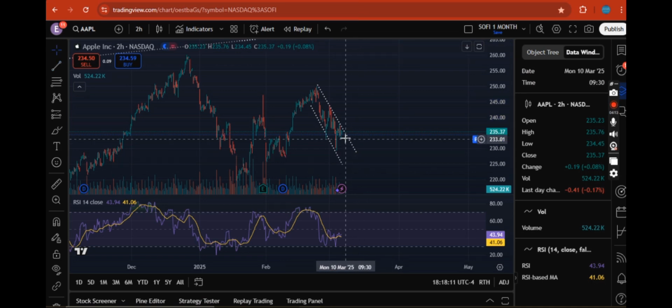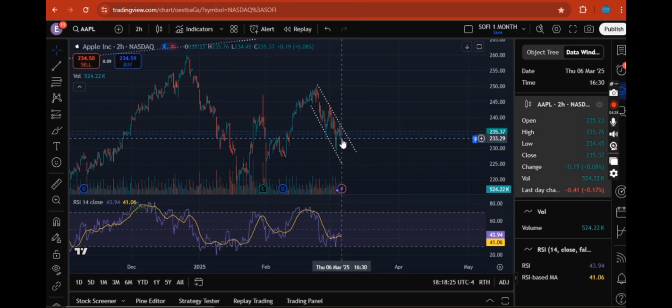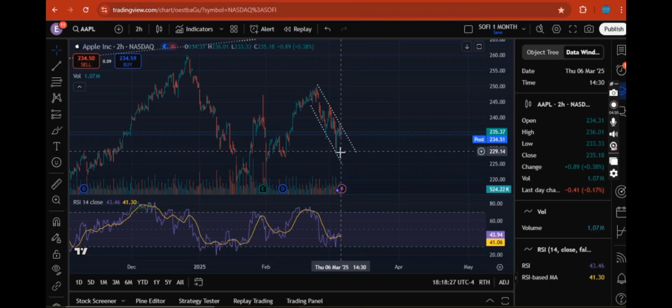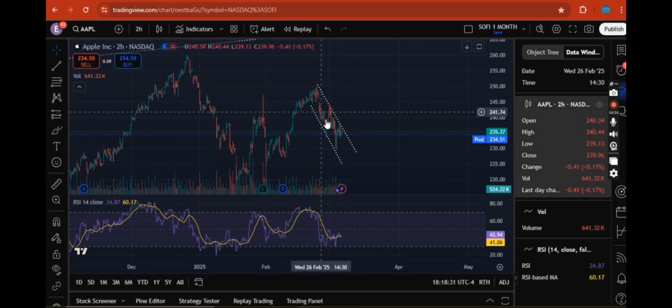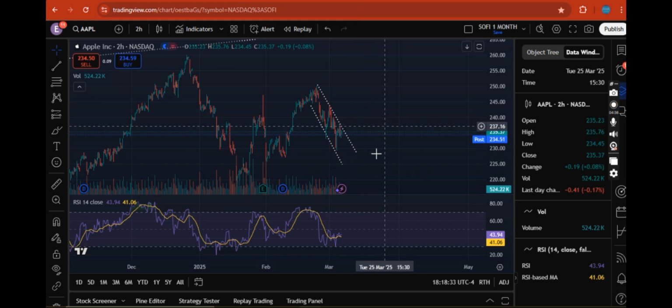A little trend line going there. So we know that once you break the trend line, then the market is heading somewhere else. But if it comes down here, bounces again, and that kind of thing, so we have a trend line going here.